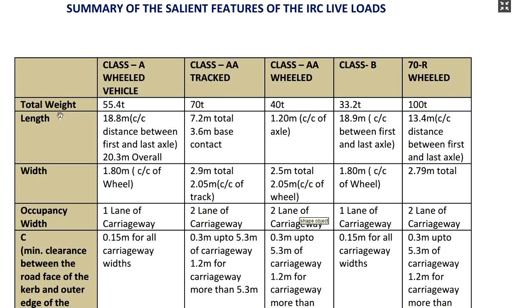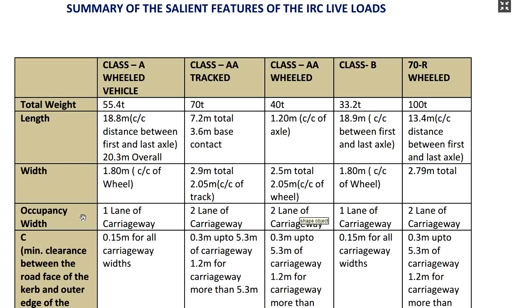Now what will be the length? 18.8, 7.2, 1.2, 18.9, 13.4. Width will be 1.8, 2.9, 2.5, 1.8 and 2.79 meter. So this will be the loading requirement for each type. Now what will be the occupancy of this type of vehicle?